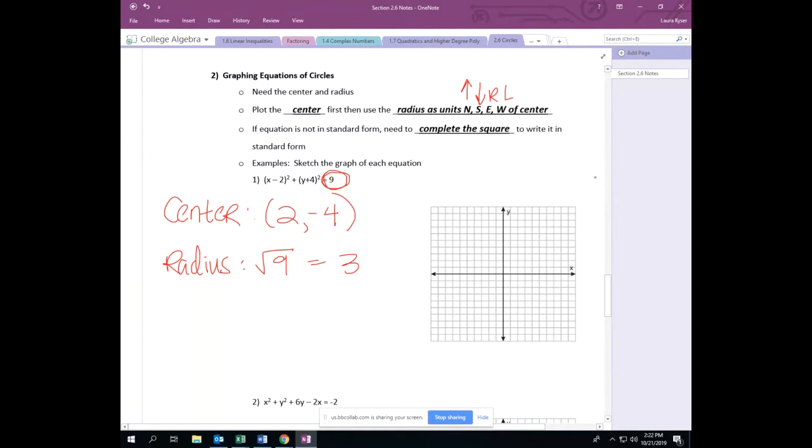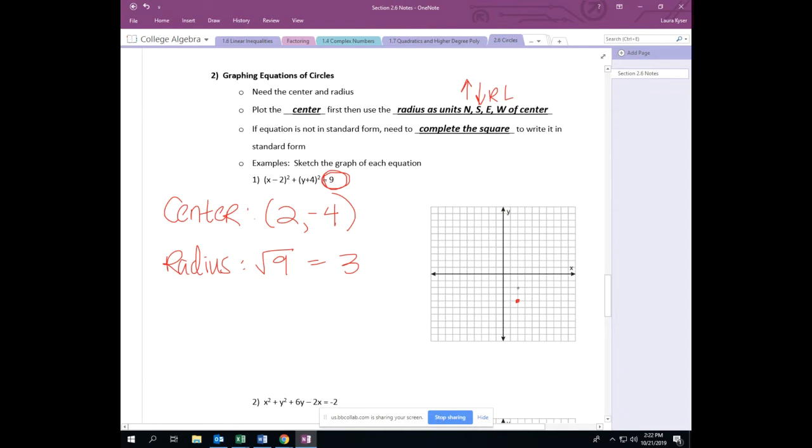So we have our center, we have our radius. We are going to plot and connect. We start by plotting the center to use as a guide. So I'm going to go 2, down 4, and there's my center point right there. And now I'm going to count 4 different points, straight up, straight down, right and left from the center, and I'm going 3 units because that's what the radius tells me.